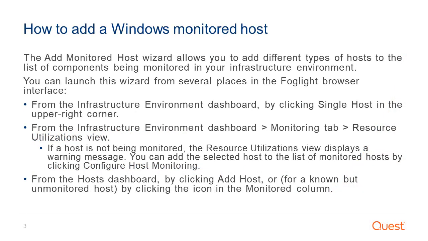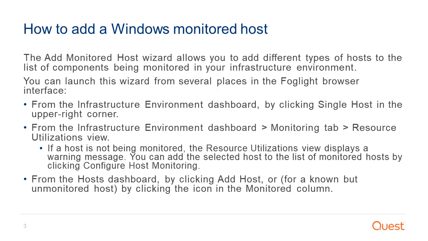The Add Monitored Host wizard allows you to add different types of hosts to the lists of components being monitored in your infrastructure environment. You can launch this wizard from several places in the Foglight browser interface. From the Infrastructure Environment dashboard by clicking Single Host in the upper right corner. From the Infrastructure Environment dashboard Monitoring tab, Resource Utilizations view.